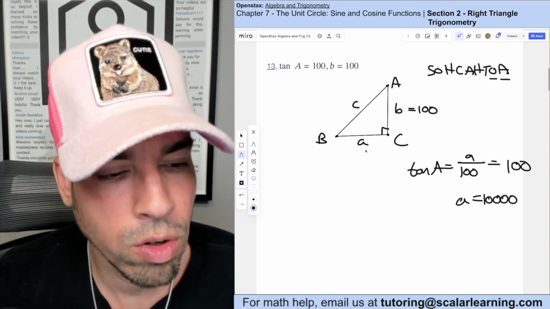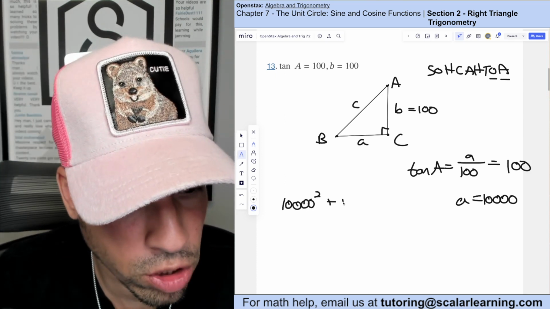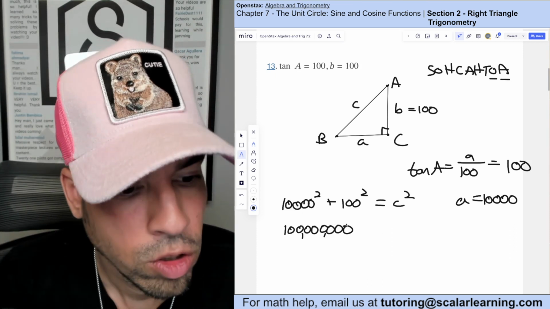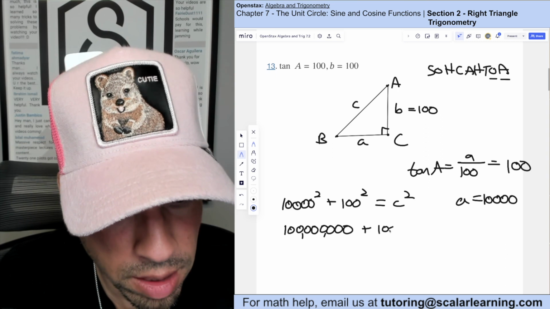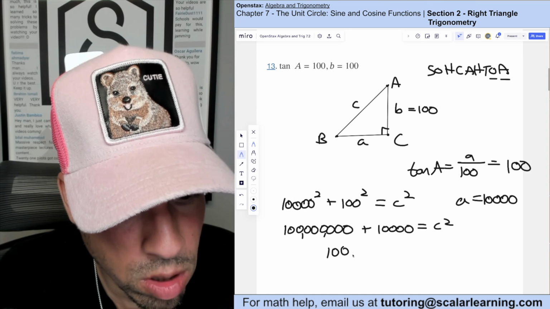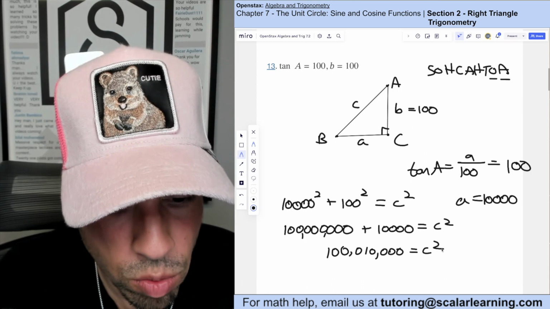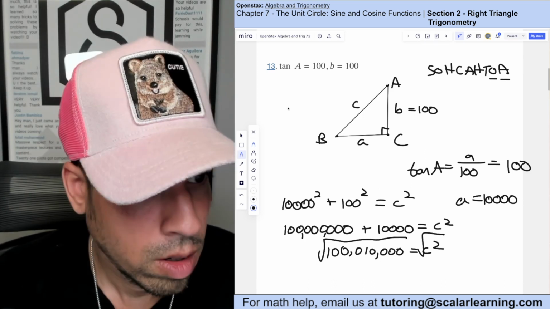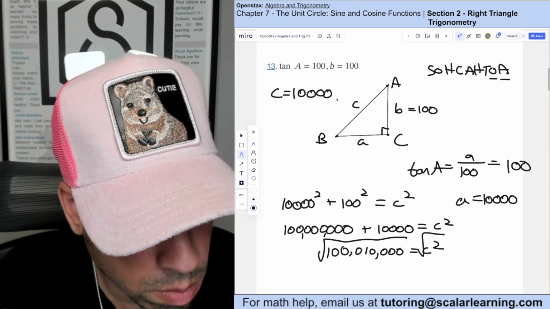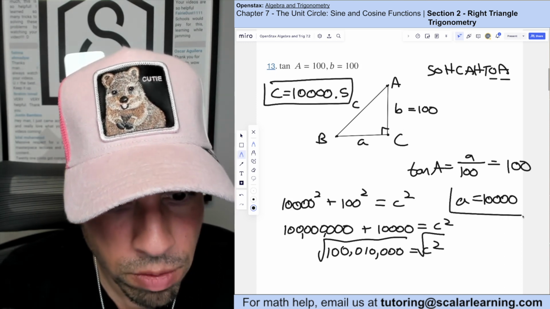Now to get C, we're going to use Pythagorean's theorem. So we have A, which is 10,000 squared, plus B, which is 100 squared, equals C squared. So 10,000 squared, that's huge. That's 100 million. 100 squared is 10,000, and this equals C squared. You add it together, we get 100 million and 10,000 equals C squared. And then we're going to take the square root of both sides. And when you plug it into a calculator, you get approximately 10,000.5 rounded to the nearest tenth. So there's your value for C. Here's your value for A.